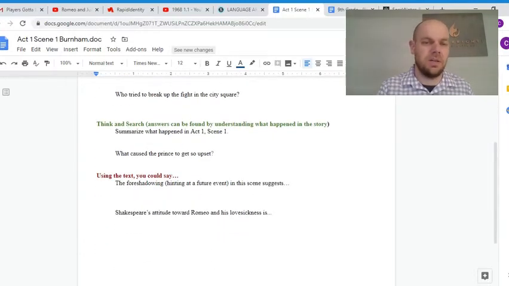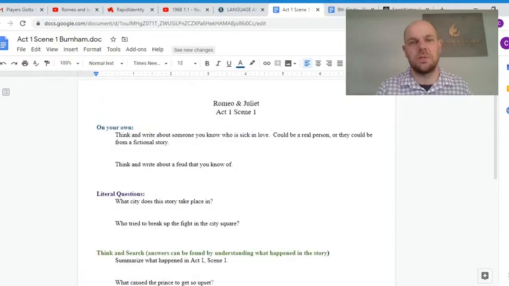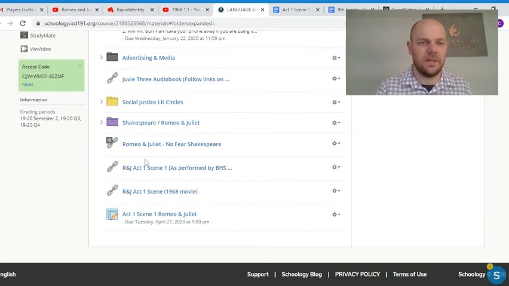And then at the end, knowing what you read, foreshadow and base what you think Shakespeare's attitude towards Romeo is, knowing that he's all lovesick and kind of wimpy at the beginning. So you got that. Use that. This is due on Tuesday, so you got 2 days to do that.